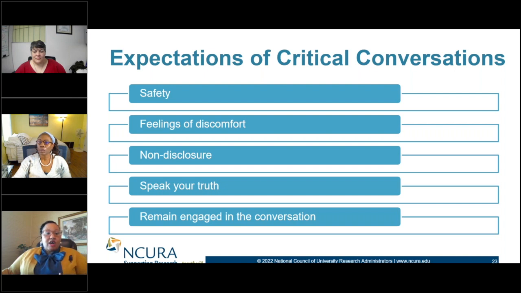Allow those engaging in the conversation to speak their truth without retribution or rebuttal, and then work through all of the emotions and continue to engage in the conversation. In order to move forward, you just have to continue to talk, have that dialogue. It's healthy.